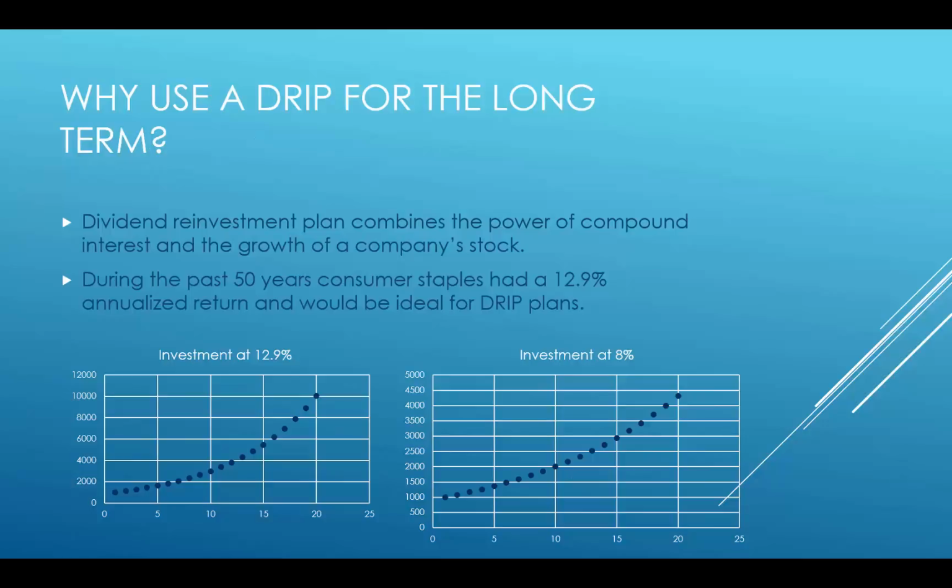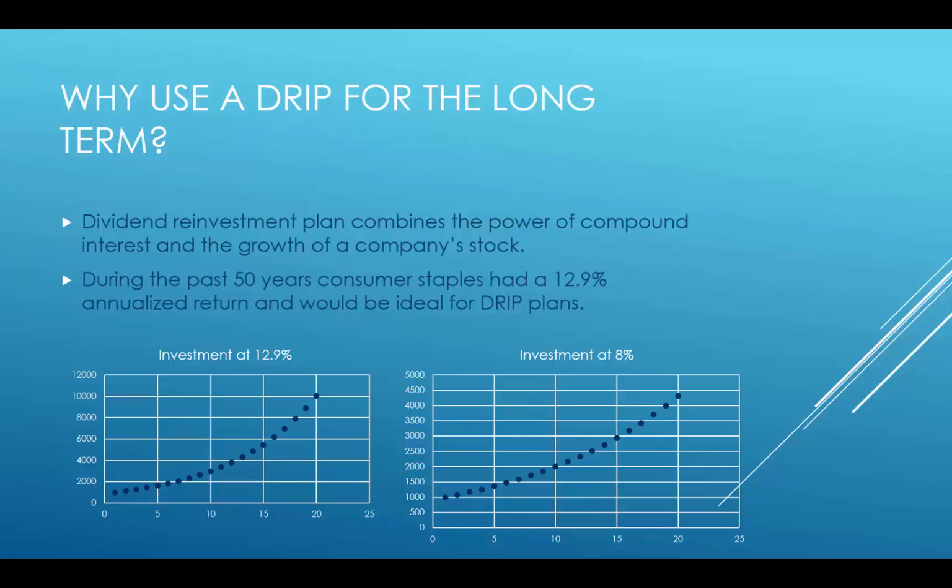Now, why do you use a DRIP for the long term? The Dividend Reinvestment Plan basically combines the power of compound interest and the growth rate of a company's stock in their dividends. Like a company X pays out a 3% dividend, but their dividend growth rate over the past 25 years averages out at 10%. So basically, you're buying more shares over time, but your dividend's constantly growing. So it grows at an exponential rate.